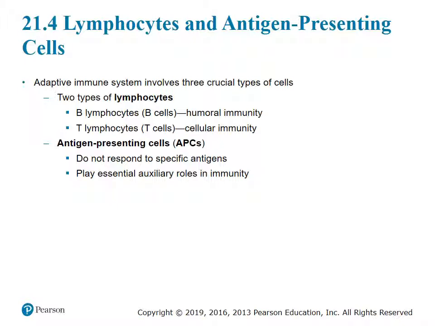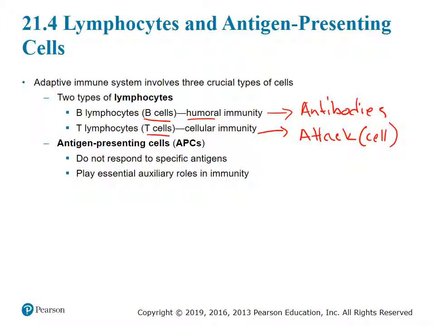All right, so moving on. When we talk about the adaptive immune system, it actually involves three different types of cells. Your B cells, or B lymphocytes, and your T cells, or T lymphocytes. The B cells participate in humoral immunity, and what that should mean to you is antibodies. And cellular immunity: T cells participate in the attack, the cellular attack.